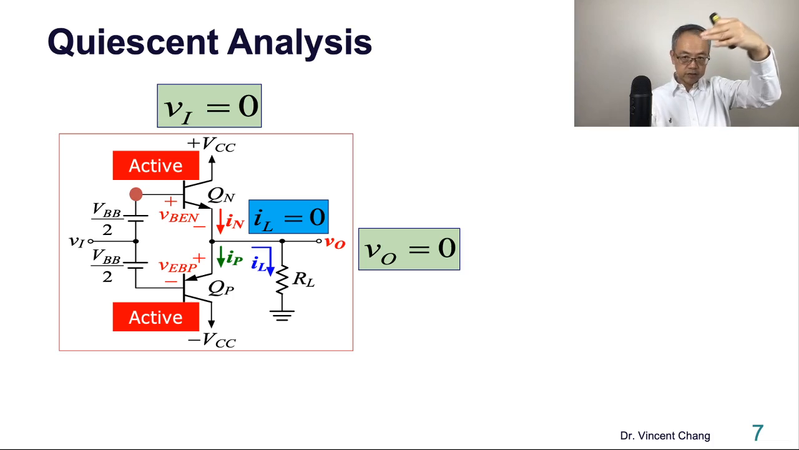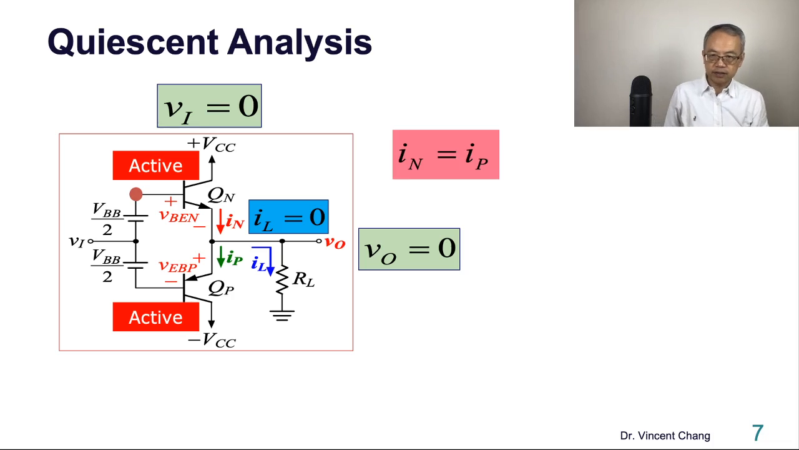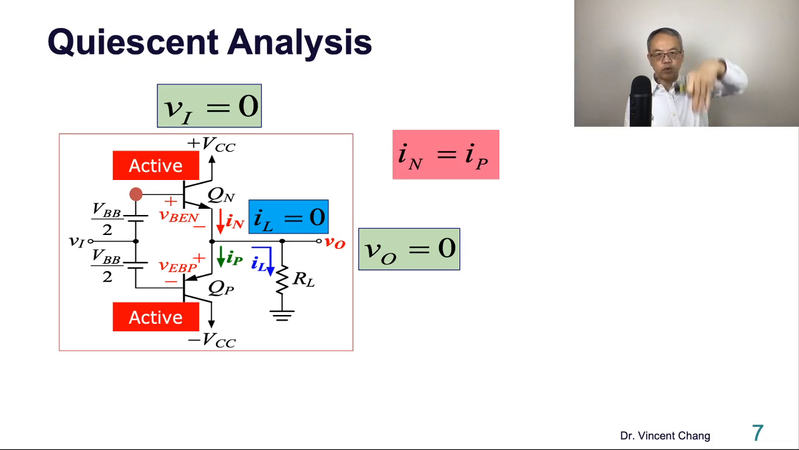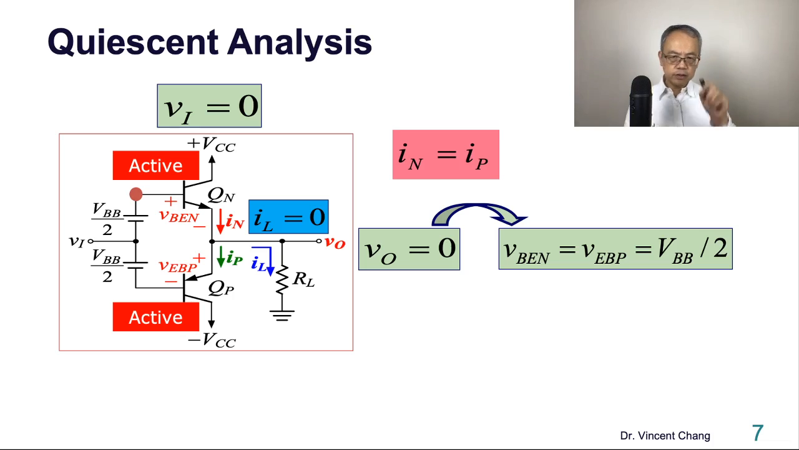Since there's no load current, load current equals VO divided by RL, so the load current is 0. Then IN equals IP. There's no load current, so IN equals IP. Also pay attention to the relationship between VI and VO in this situation. It's kind of like a virtual short. VI is 0 and VO is also 0, so it's the same voltage.